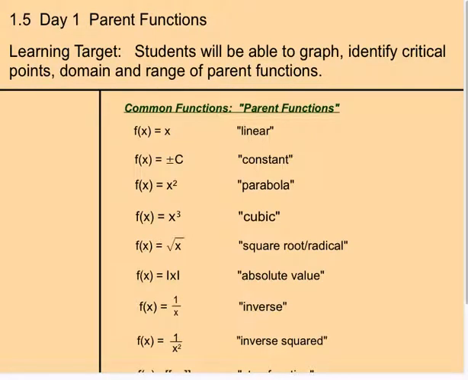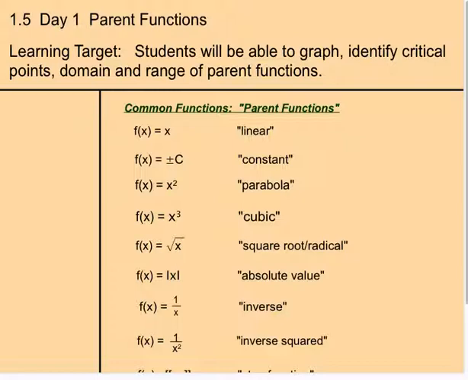In this lesson, we're going to take a look at parent functions. Here is a list of all of the parent functions that you should be familiar with. The first two we're not really going to focus on. You should be very familiar with them from Algebra 1. The first one is y equals x, or f of x equals x. That's a line straight through the origin with a slope of 1.